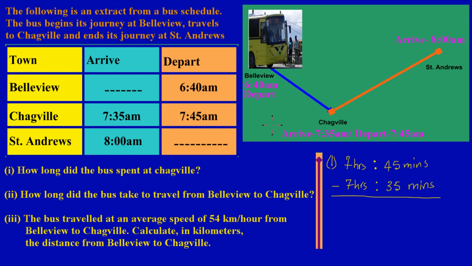Really what we have here, 5 minus 5 will leave us with a 0. We have minutes in this column, so let's bring down our minutes, and 3 from 4 will leave us with a 1. And 7 from 7 will leave us with 0. Remember this is a worded problem, and in math when we're given a worded problem we must present our answers in words. So we can say therefore the bus spent 10 minutes at Chagville. There we have it, my friends. The bus spent 10 minutes at Chagville.